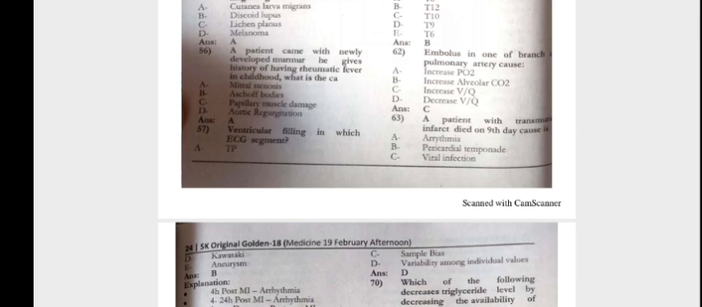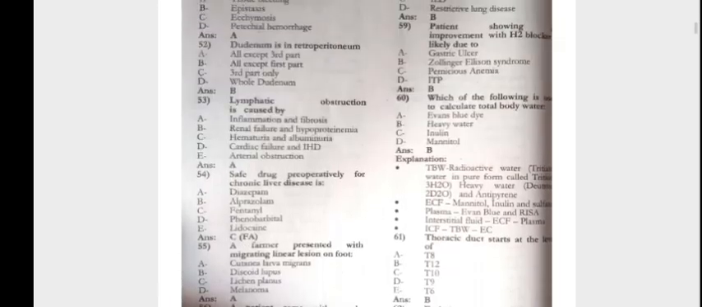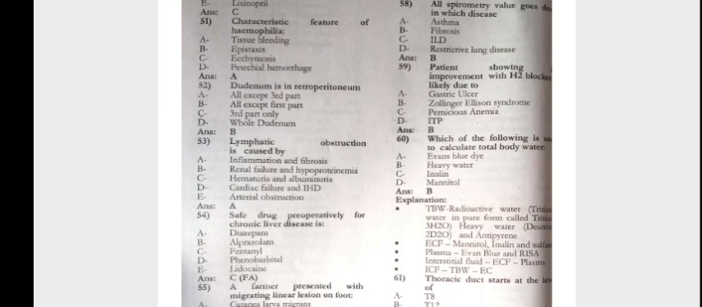Ventricular filling occurs in which ECG segment? That is going to be the TP segment. Next, the spirometry value goes down in which disease? There is fibrosis. The patient showing improvement with an H2 blocker, likely due to Zollinger-Ellison syndrome.